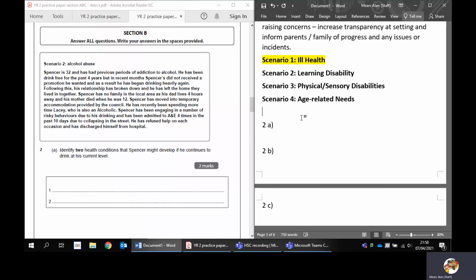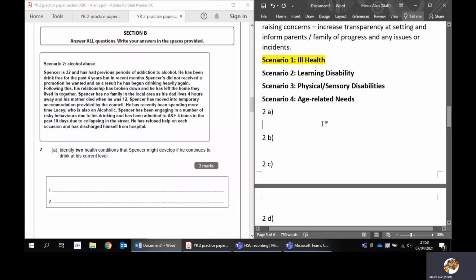He's been spending lots of time with someone called Lacey, who's also an alcoholic. He's engaging in a number of risky behaviours due to drinking and has been admitted to A&E 4 times in the past 10 days. And he's refused help on each occasion, discharging himself from hospital. So there's that situation. Let's hit each question as we did before, thinking about what we would say.